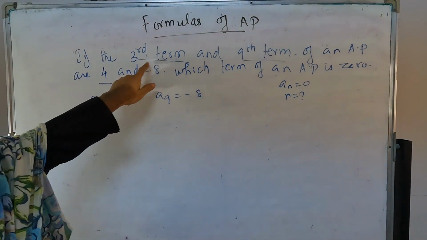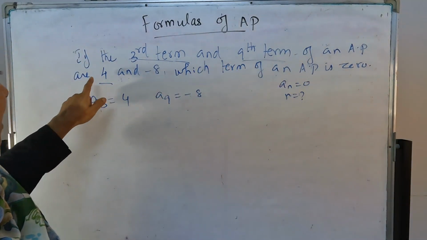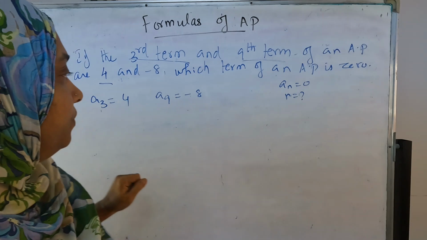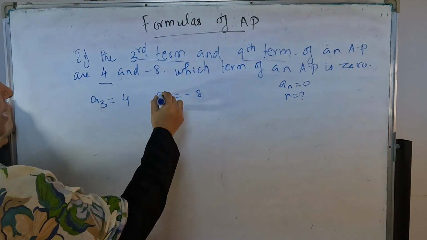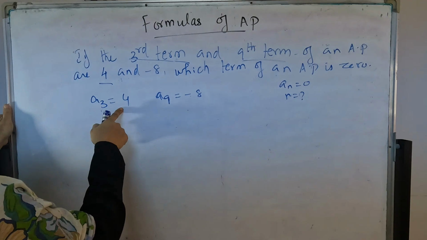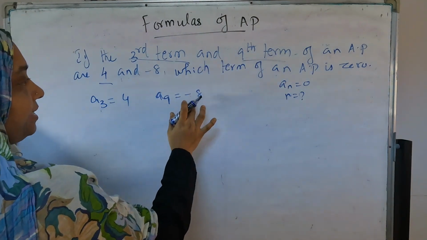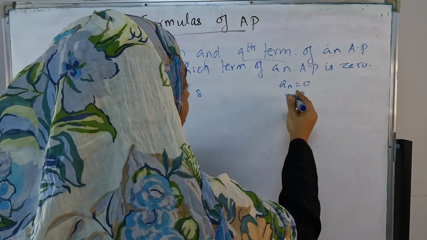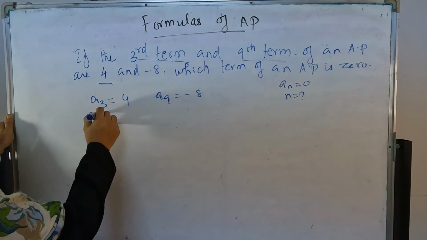Okay, in this one, if the third term and ninth term of an AP are 4 and minus 8, which term of an AP is 0? Okay, so which term of an AP is 0 means A_n is 0, and that N is what they are asking us. Now we expand this one.